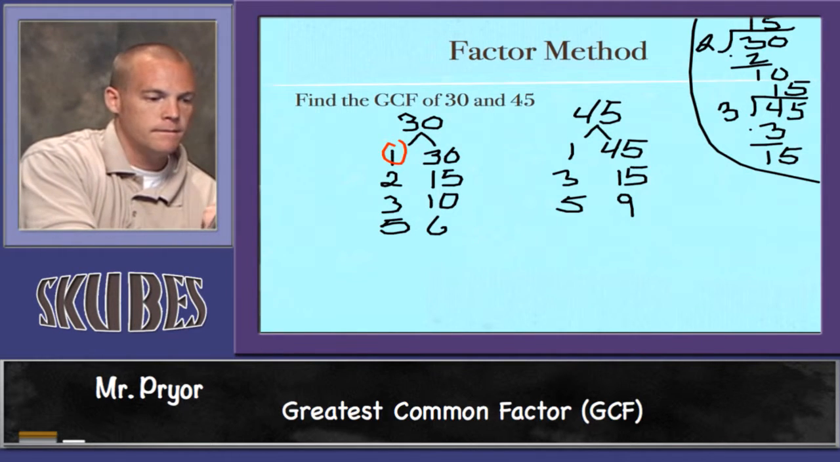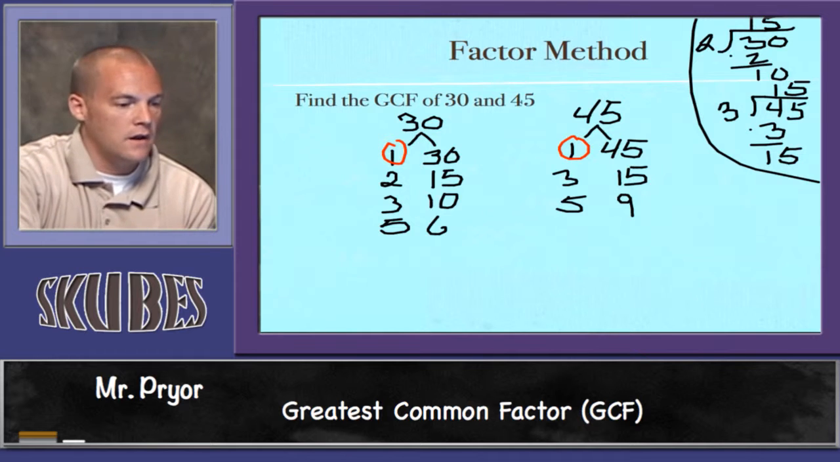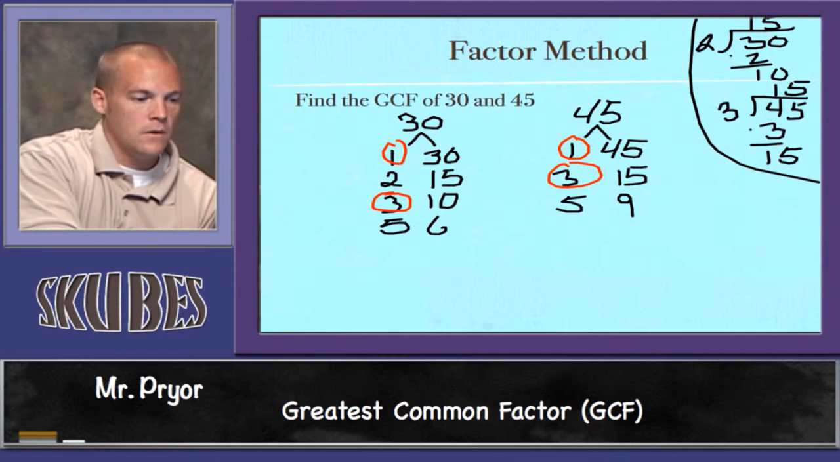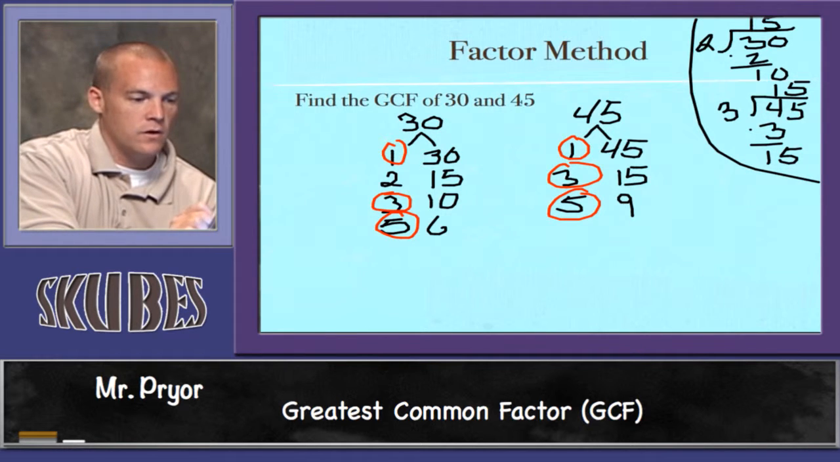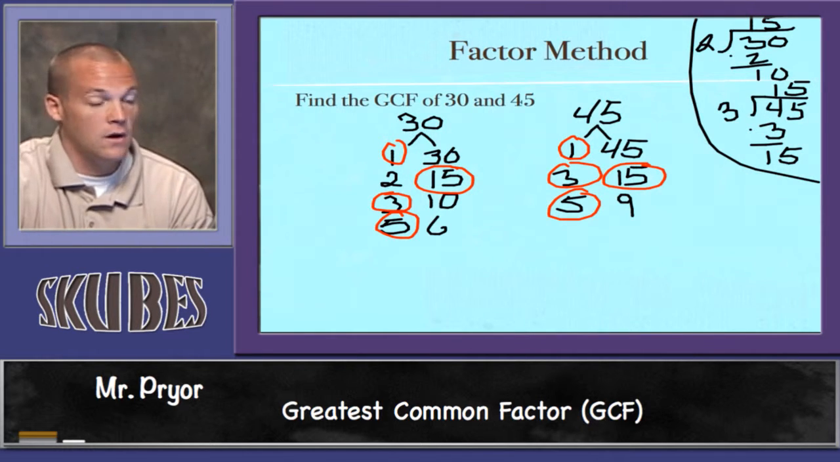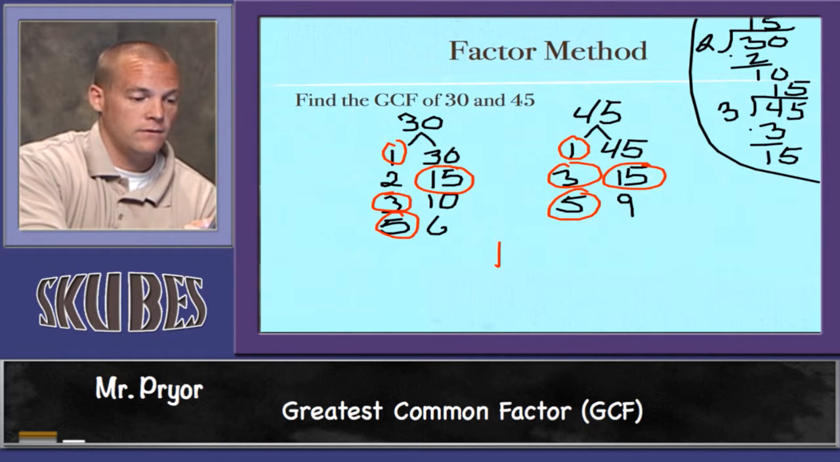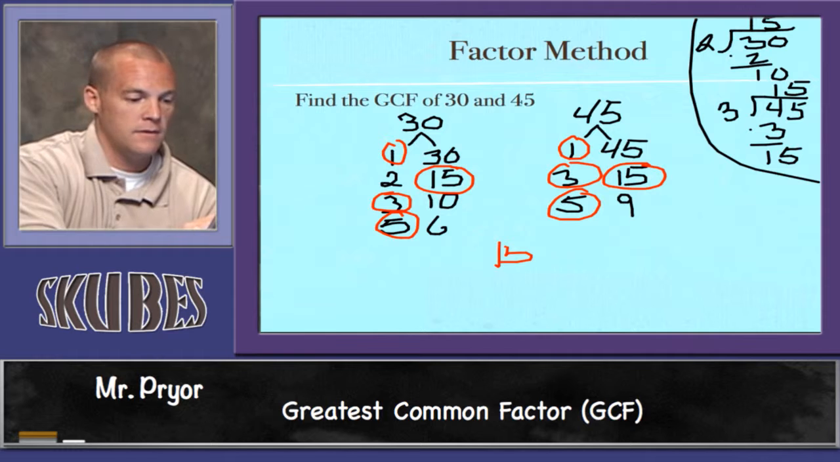We have 1. 2, no. It looks like we have 3. We also have 5. And as we work our way around the corner here, we see that we also have 15. All right, so our obvious choice here, hopefully, is our only 2-digit number, which is 15. So 15 will be your greatest common factor.